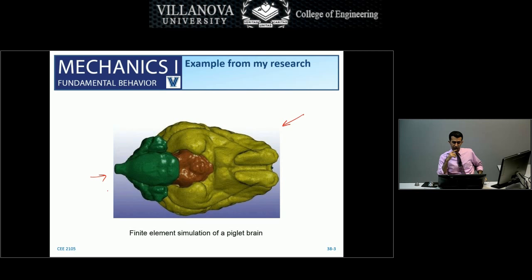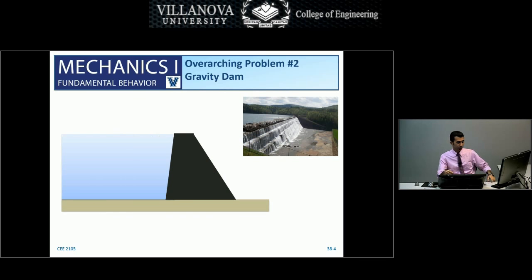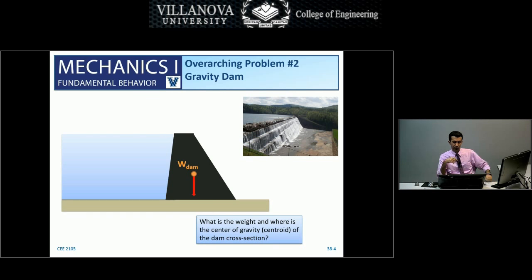So this is one example of how this can be handy, but again, we're not going to do this example for this class, and we're going to put our focus on this dam problem that we discussed previously. In this case, if we decide that each part of the dam is made of different material, then we know that we're dealing with a non-homogeneous composite body.